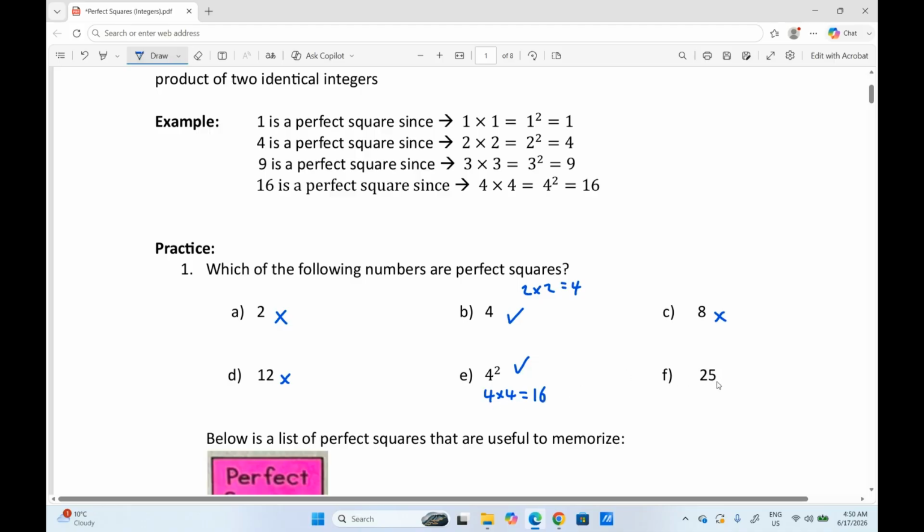Now for 25, is there an integer that can multiply by itself to get 25? And in this case, there is. It would be 5 times 5. That gets me 25. So hence 25 is going to be a perfect square.